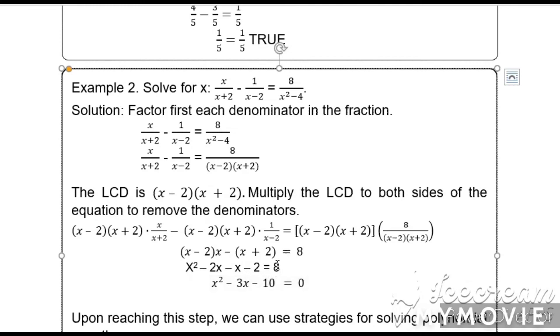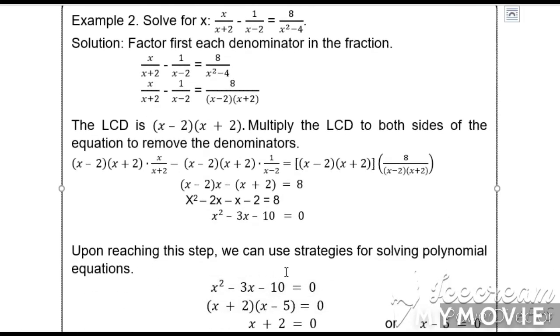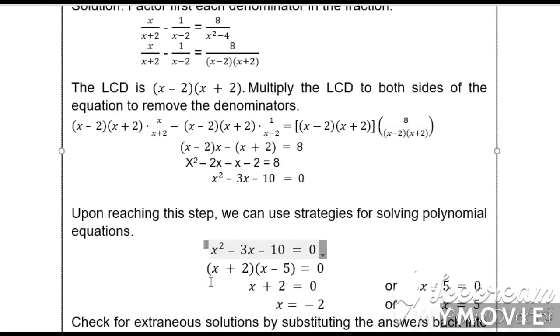Since our positive 8 here, transpose or transfer to the left side, it becomes negative 8. So that is why that is negative 10. x squared minus 3x minus 10. Upon reaching this step, we can use strategies for solving polynomial equations. So solving the equation, x squared minus 3x minus 10 equals 0. The factors are x plus 2 and x minus 5 equals 0. So x plus 2 equals 0, transpose, x equals negative 2. The other one, x minus 5 equals 0, transpose, x equals 5.